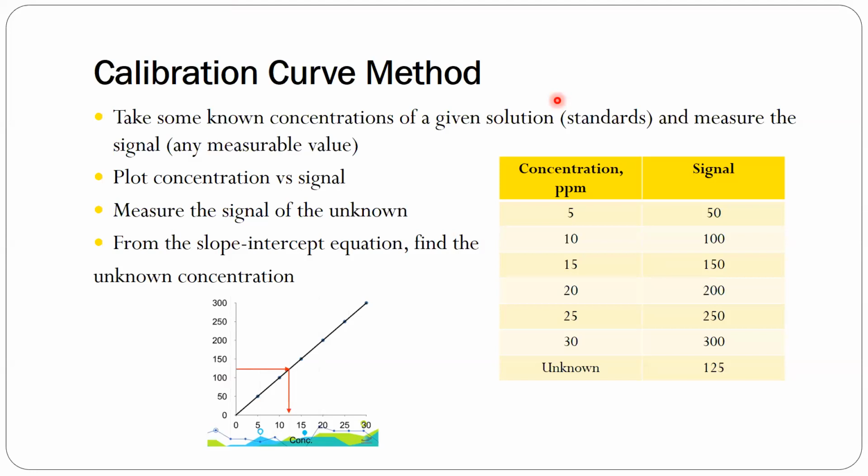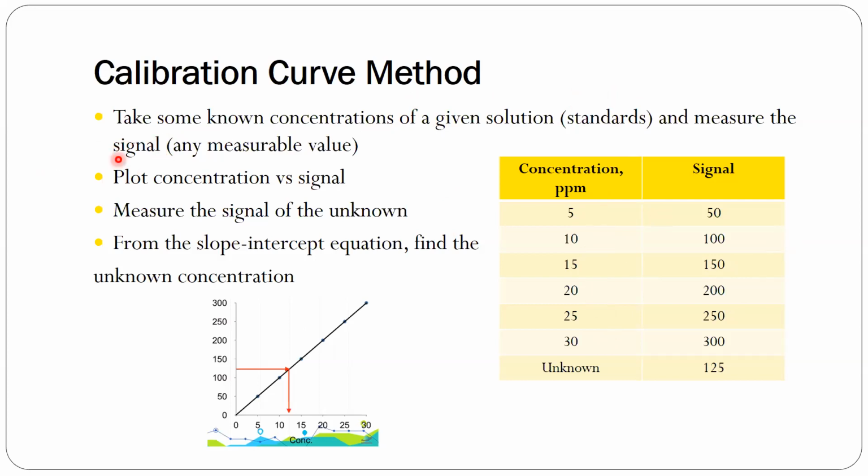So ang ginagawa kay calibration curve method is that mayroon kang known concentrations of a given solution, and we call them standards. Okay, and measure the signal. So ito yung mga known concentration. So nag-prepare ka ng standard, 5 ppm, 10 ppm, 15, 20, 25, 30. This is just for example. So you know the concentration of that standard. Okay, so what you will do is you measure the signal of each standard.